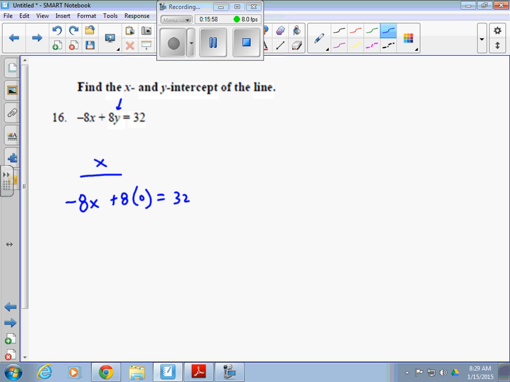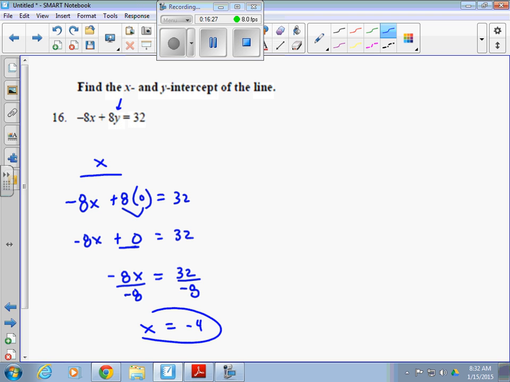When we simplify this, remember, anything times 0 is 0. It eliminates that part of the problem. -8x plus nothing equals 32 means -8x equals 32. And when you undo that, you divide. So you have -8x. When you divide by -8, you do the same to the other side, divide by -8, and you get x. A positive divided by negative is a -4, so your x-intercept is -4.